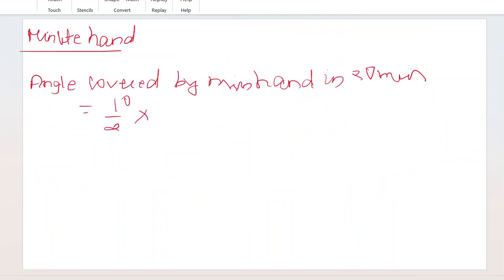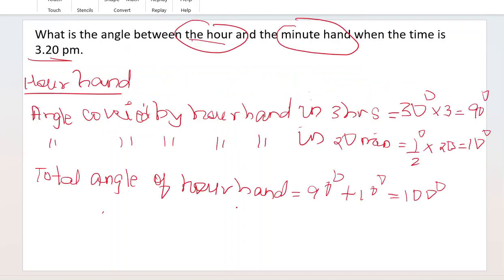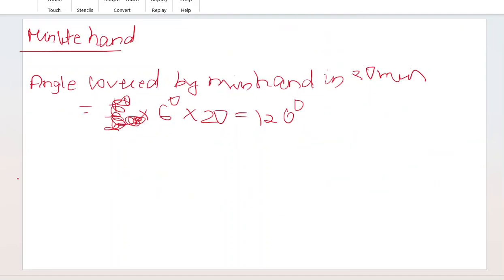The angle covered by the minute hand in 20 minutes will be 6 degree into the number of minutes. Minute with minute number is 6 degree, and I multiply it by 20 minutes, I get 120 degree. So this is what you have to know. Now I get the angle of the minute hand as 120 degree, and the angle of the hour hand as 100.